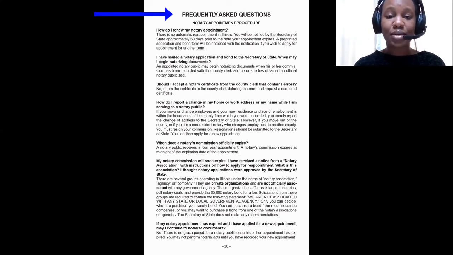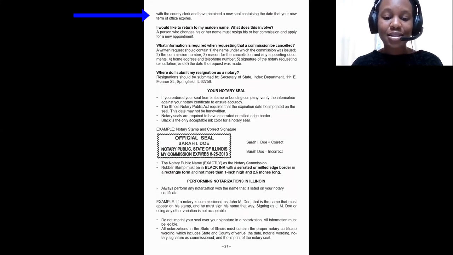And this is page 20. Read these on your own. These are asked questions that have been answered. All right, on to page 20. It continues with questions. And then here in the middle, it says your notary seal. Remember, we are at the very end of this handbook, so it's just recapping and going over what we already went over in detail in the beginning.